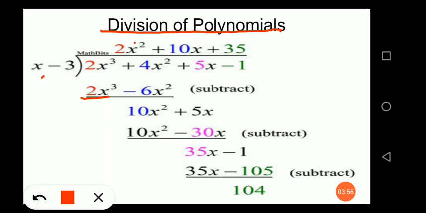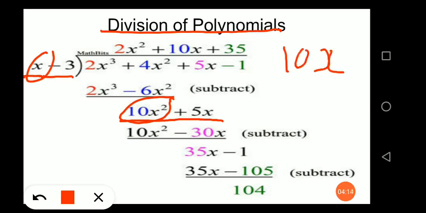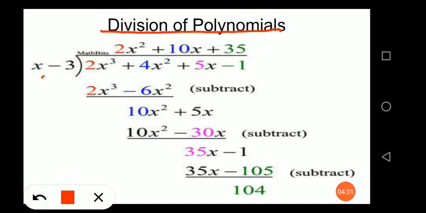Now in the second case, our dividend is 10x square plus 5x and the divisor is x minus 3. So we will take the first term from both sides. So 10x square by x. Now quickly give me the answer, what will it come to? Yes, it will come 10x. So 10x we will write as the second term of the quotient, and then we will multiply our divisor by 10x and we will get 10x square minus 30x.